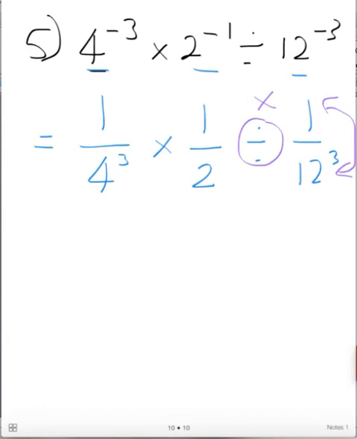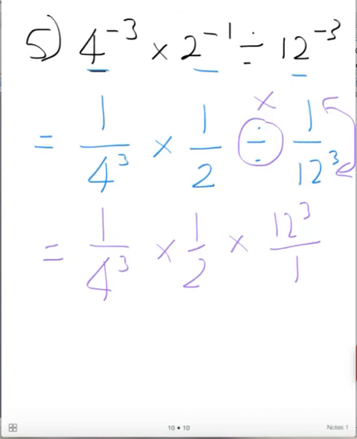Division with fractions, turn it into times. So I end up with 1 over 4 cubed times a half times 12 cubed over 1. So now it's flipped back again, okay? But it's still positive because I've already changed it. And now I can hopefully simplify or evaluate.